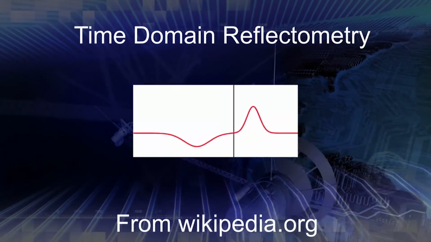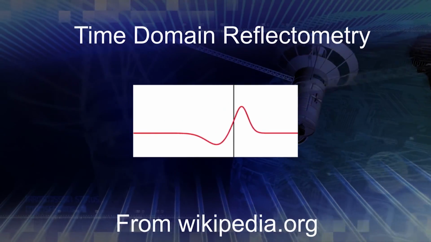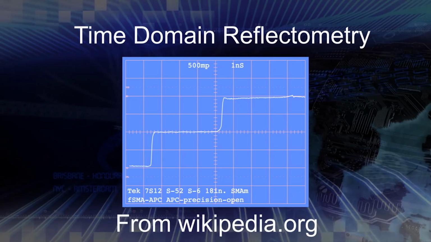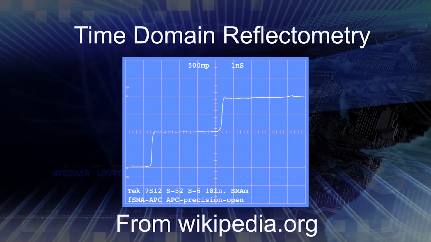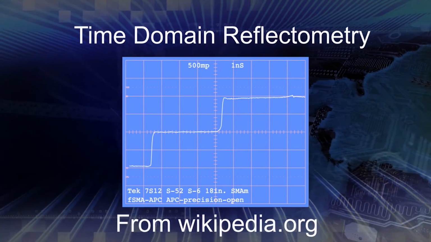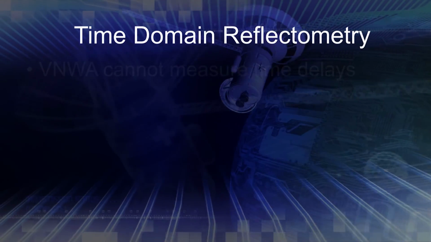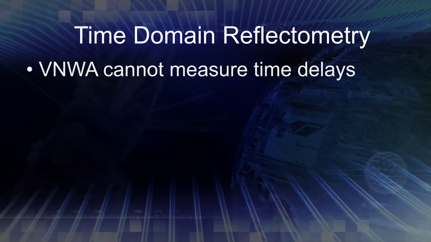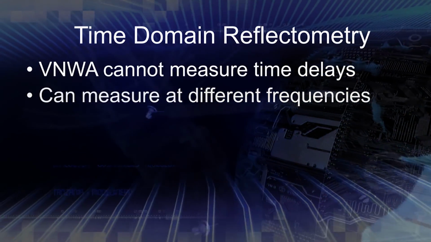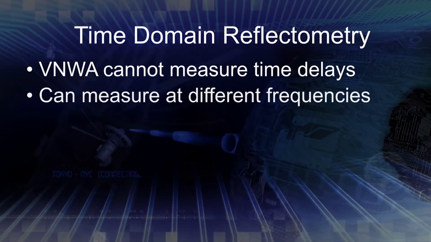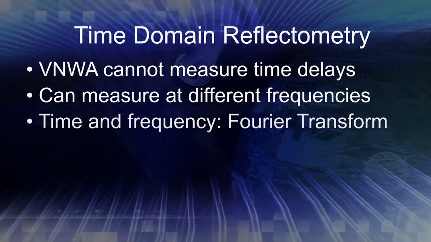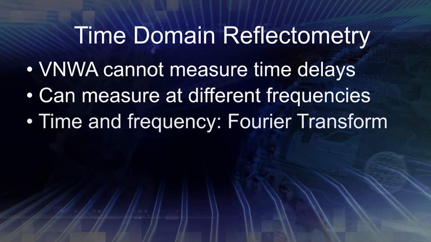Distance information can be inferred by measuring the time it takes for the reflected pulse to return to the source, much like a radar system. If a step change in voltage is created at the end of a transmission line, the amplitude of the reflected pulse can give information about the impedance change present in any discontinuities. The VNWA is not capable of measuring these time delays directly, but it can measure the characteristics of a transmission line for different frequencies. It is an important engineering fact that a time domain response and a frequency domain response are related mathematically by something called a Fourier transform.